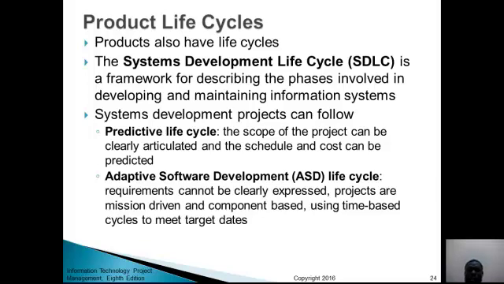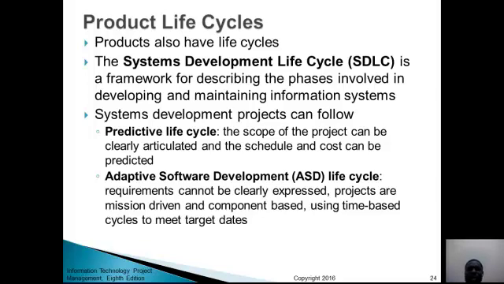And that is the scope of the project can be clearly articulated and the schedule and cost can be predicted. And we have what we call adaptive life cycle. Here, requirements cannot be clearly expressed. Projects are mission-driven and component-based, using time-based cycles to meet target dates.